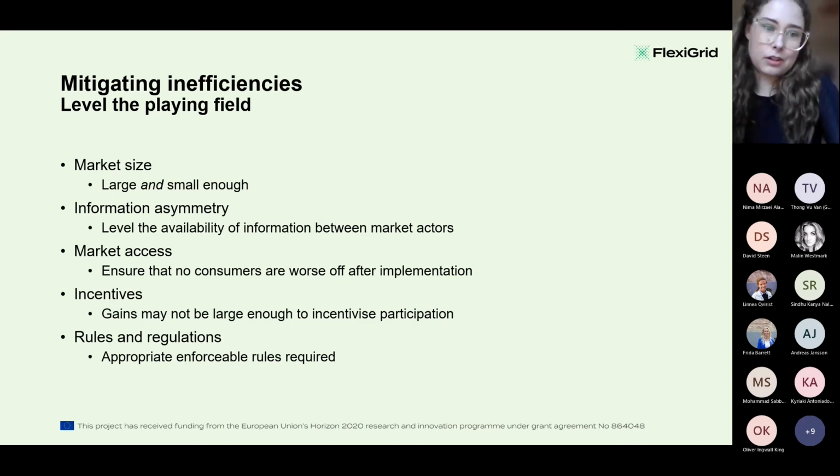Yeah, and then of course we can also think about applying appropriate and enforceable rules when it comes to rules and regulations.